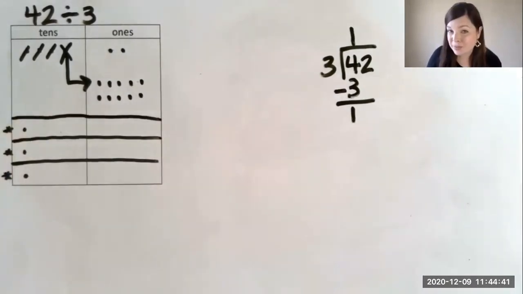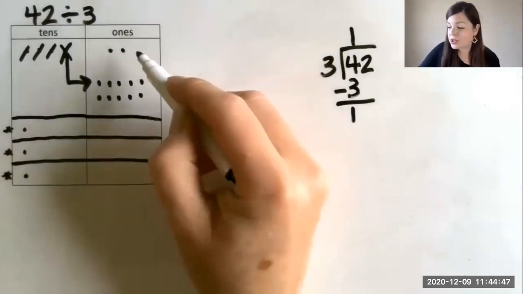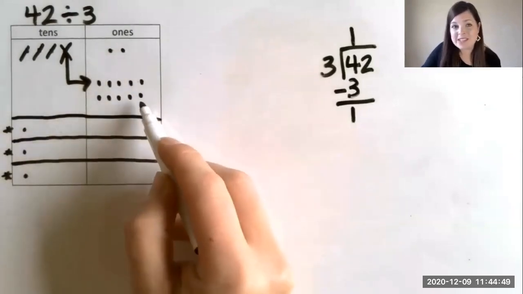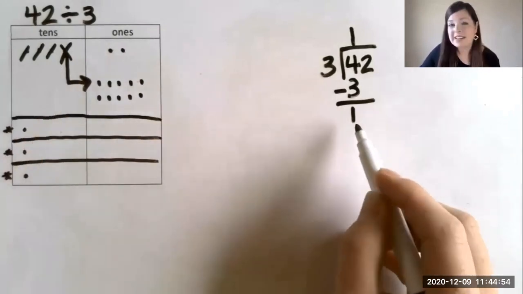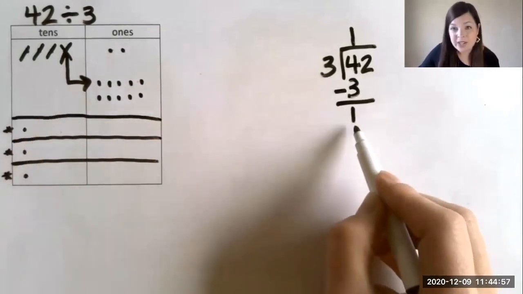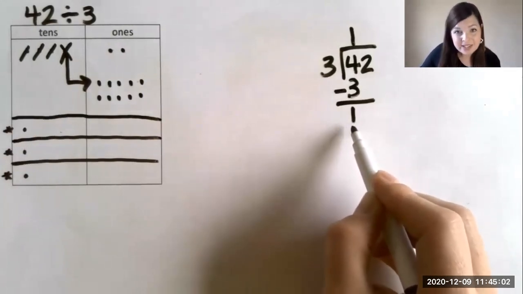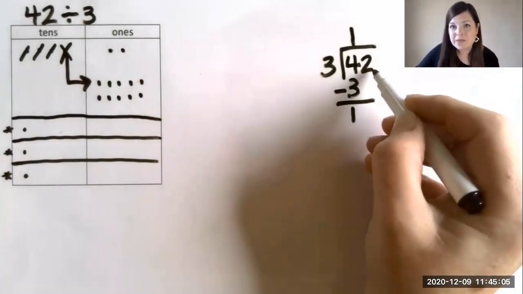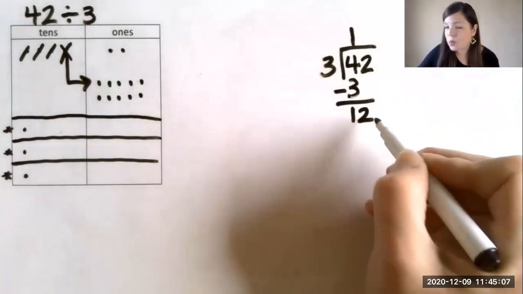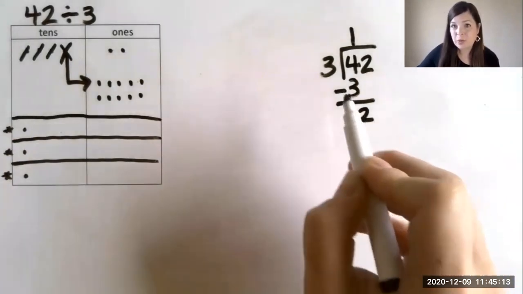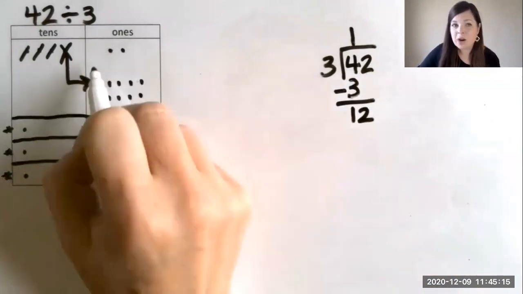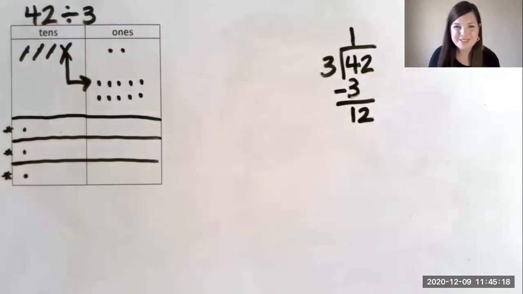Now, how many ones do we have to distribute? We have 12 ones to distribute: 2 ones from the original whole, and then these 10 ones that we renamed from the leftover 10. To show that in our long division, we had 1 ten remaining, and to continue dividing, we renamed this 1 ten as 10 ones, and then together with the 2 ones from the original whole, that gives us 12 ones to distribute. So we have 12 ones to distribute with 3 groups.